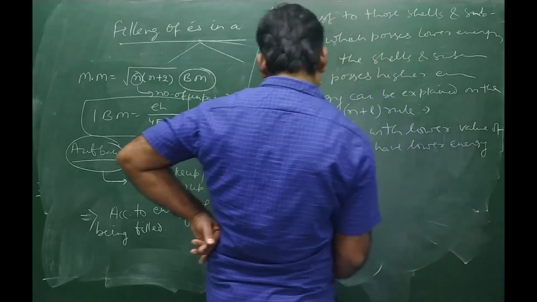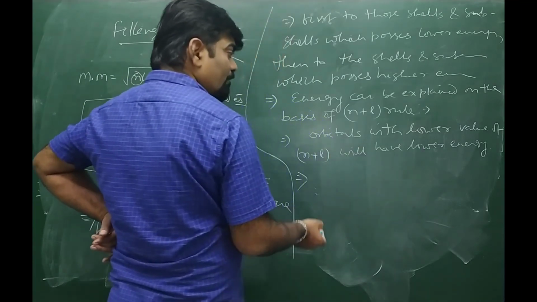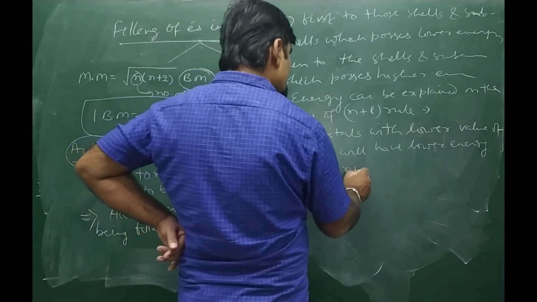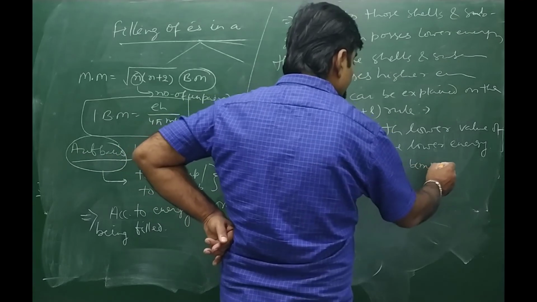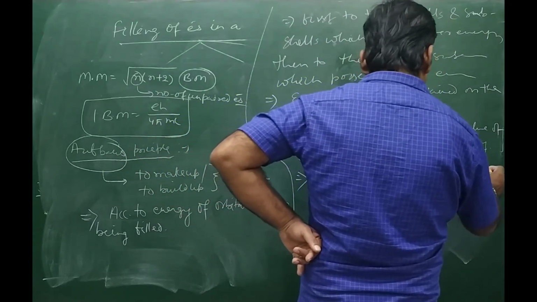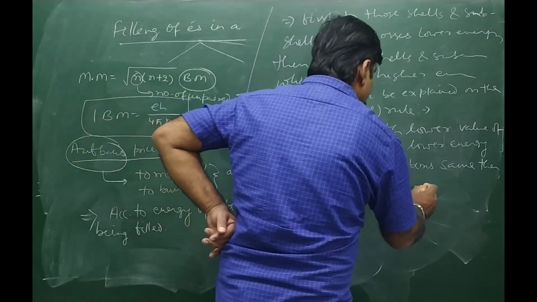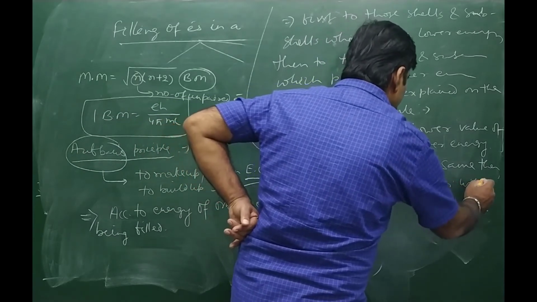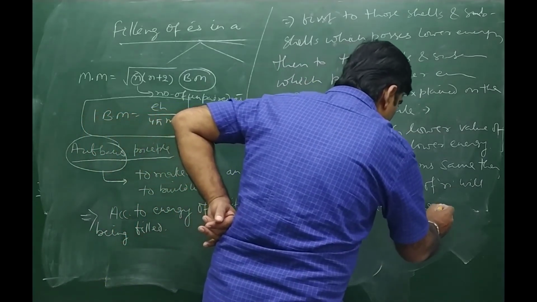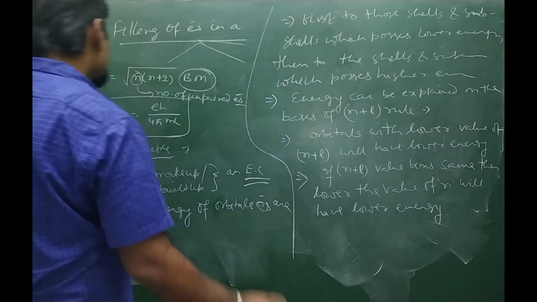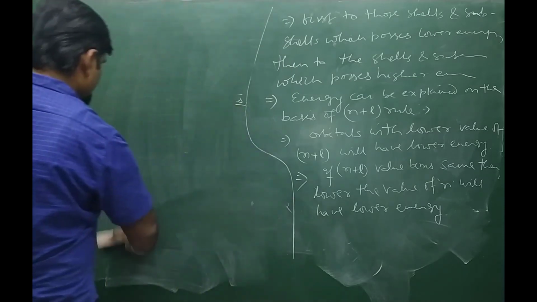Will have lower energy. If there is a tie between N plus L values, then the lower the value of N, the lower the energy. If the N plus L value becomes the same, then the lower the value of N will have lower energy.